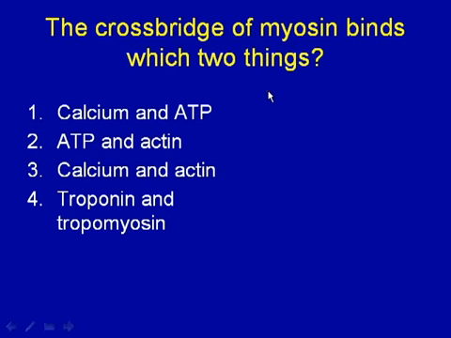Okay, so we'll end on this. The cross bridge of myosin binds to what 2 things? So does it bind to calcium? Calcium binds to what chemical? Troponin. We know that one's wrong. How about ATP and actin?